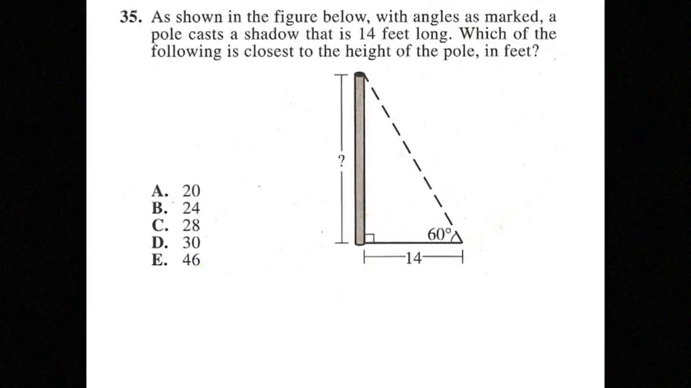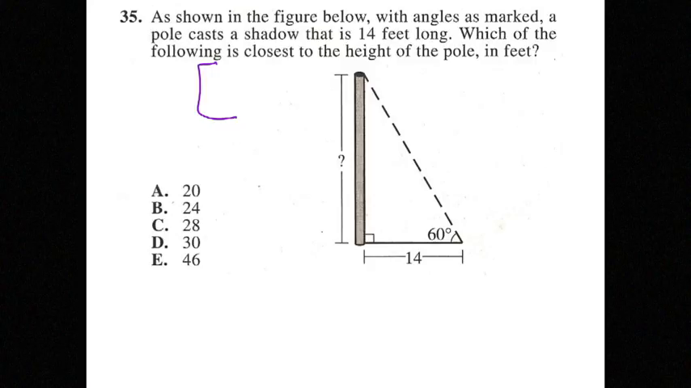35. As shown in the figure below, with angles as marked, a pole casts a shadow that is 14 feet long. Which of the following is closest to the height of the pole in feet? Now you notice they don't have sine, cosine, tangent values there. They want you to do this one using the 30, 60, 90 triangles. But we'll look at it as a trig one as well.